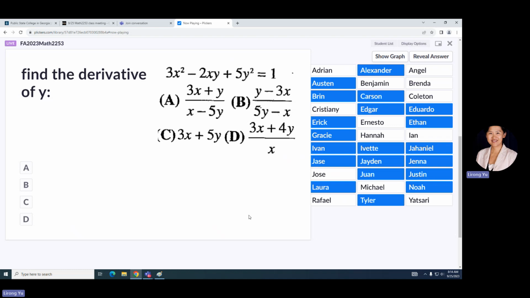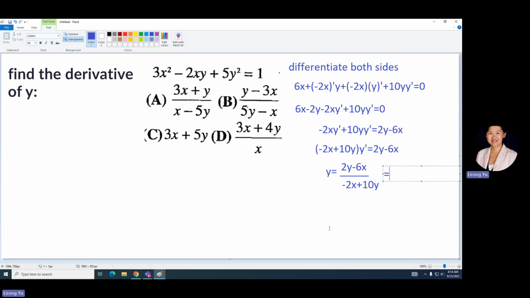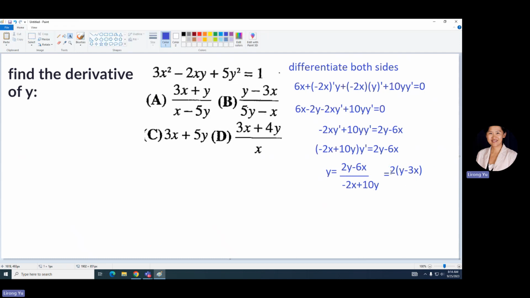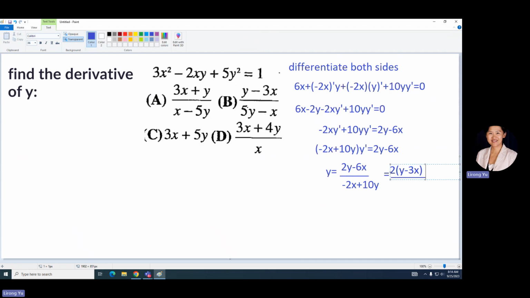All right. Let me finish trying to find the numerator and denominator. These are all even coefficients, so we realize that 2 is a common factor. So we factor out the common factor of 2. For example, in the numerator, if you take 2 out, you will have y minus 3x. That's the numerator if you divide out the 2. The denominator, if you take out the 2, you will have negative x plus 5y.